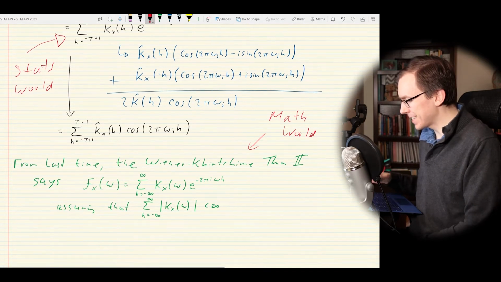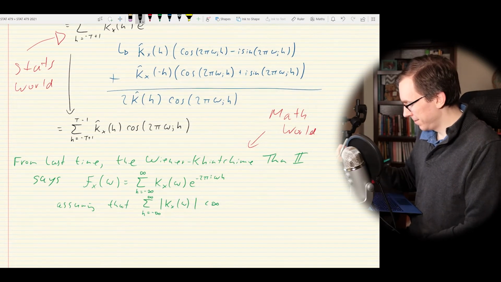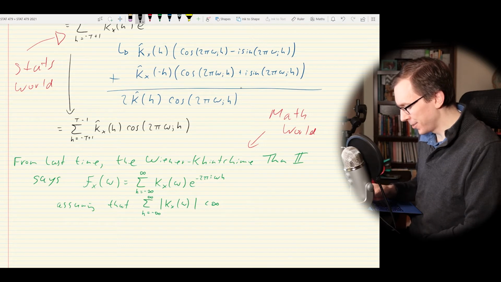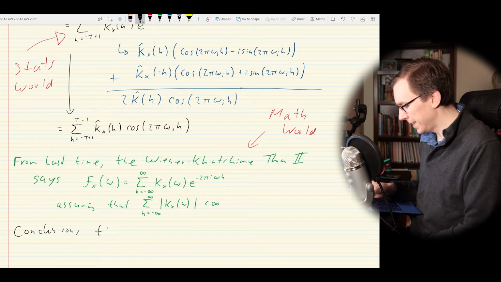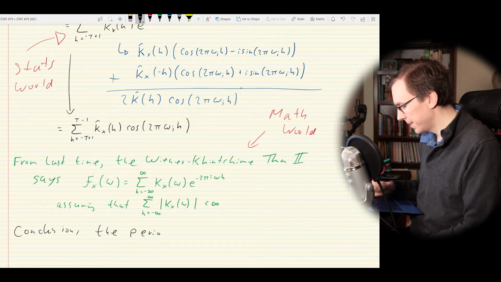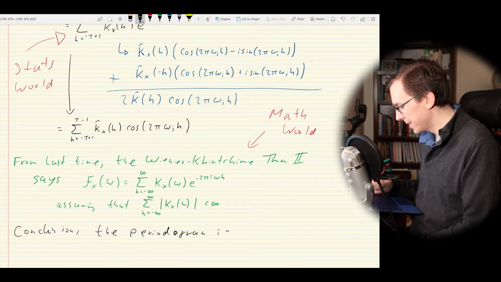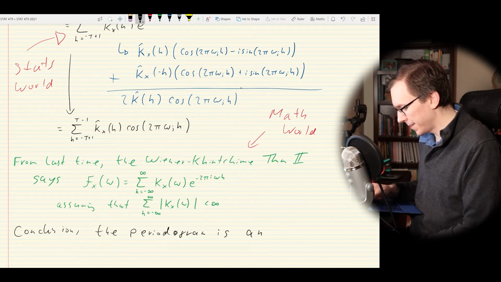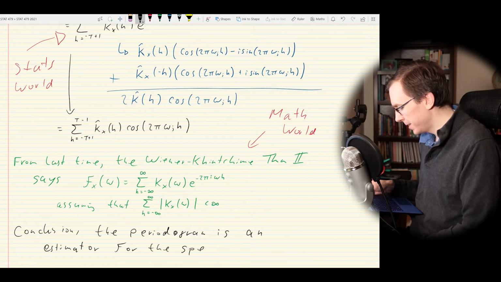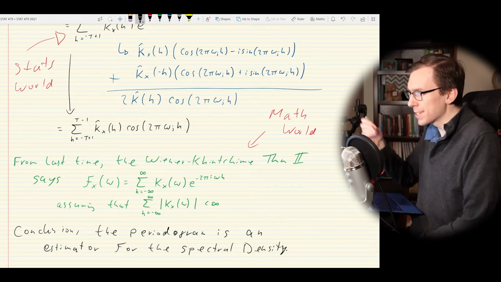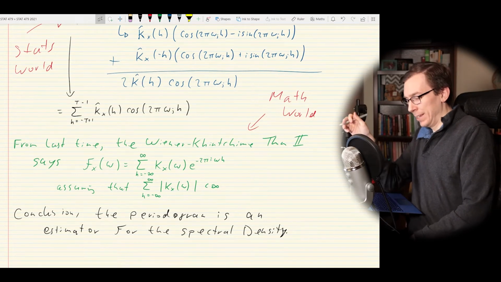And what it tells us is that, there we are. So the conclusion here is that the periodogram is an estimator, say, for the spectral density, assuming the spectral density exists, of course, and all that. So that's kind of neat, right?